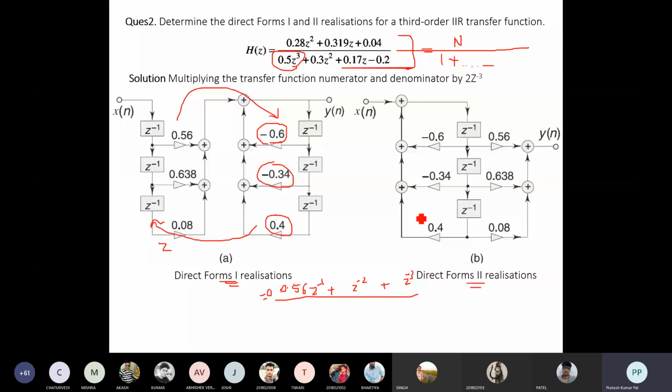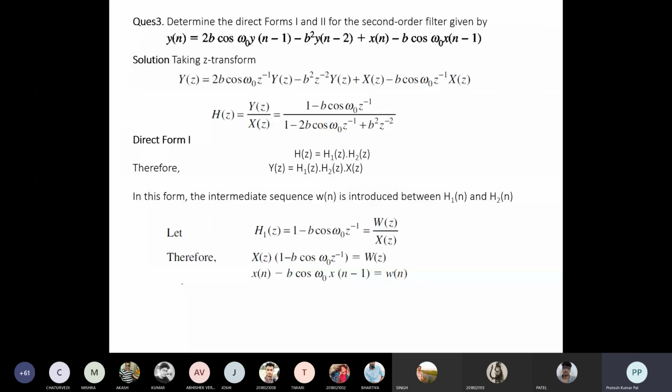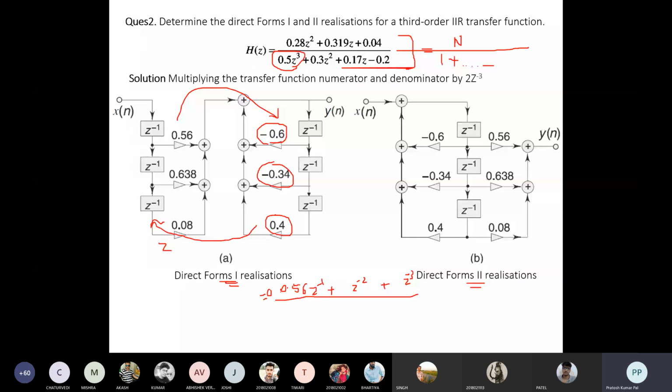Okay, is it okay with everyone? So this is how the direct form 1 and direct form 2 of a given transfer function can be obtained. Similarly, there is another example.